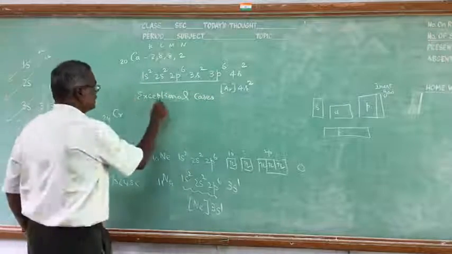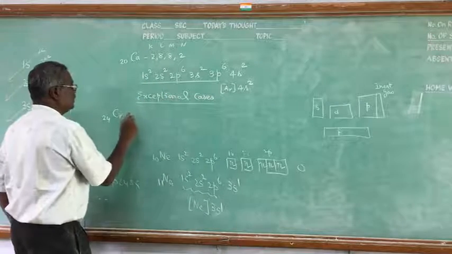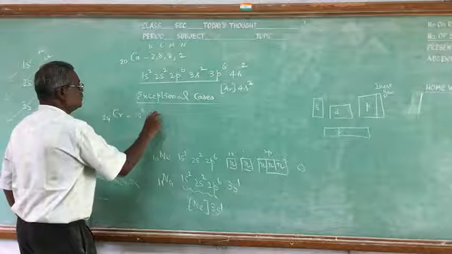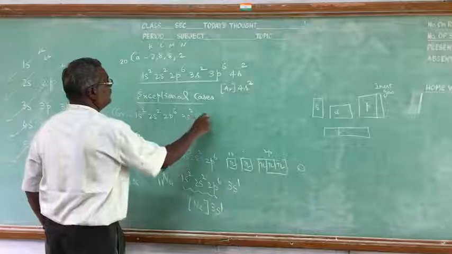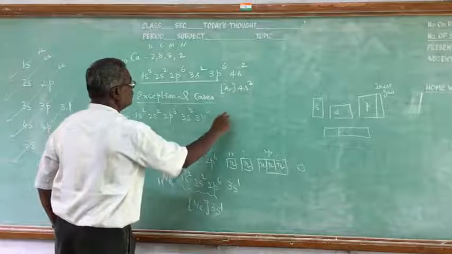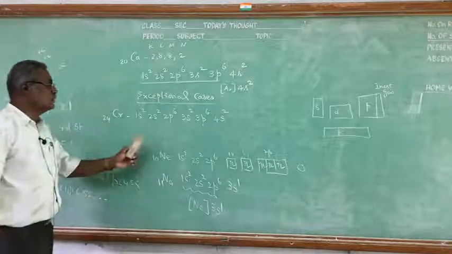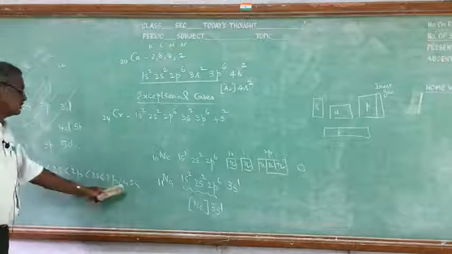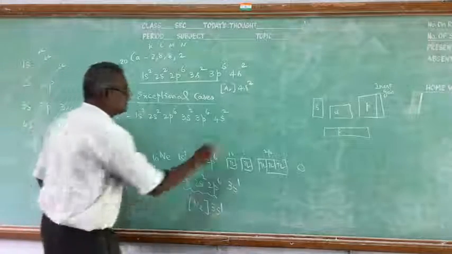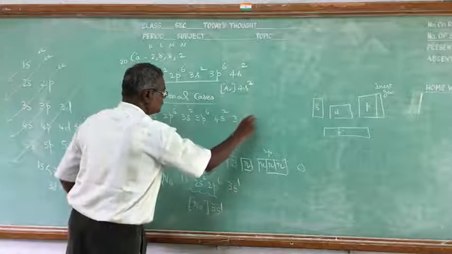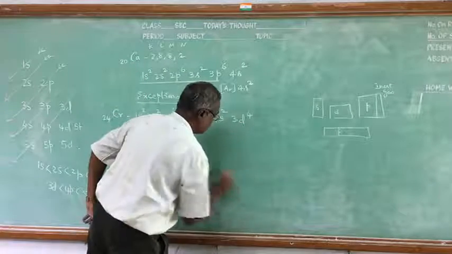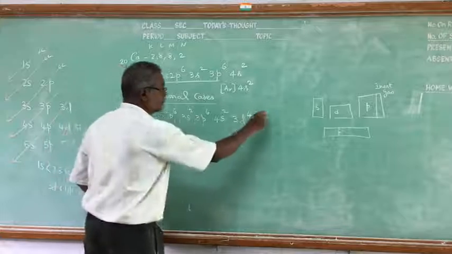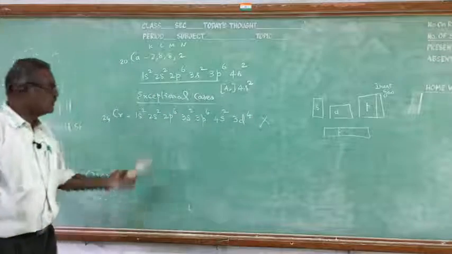Now exceptional cases, chromium 24. How will you write? 1s2, 2s2, 2p6, 3s2, 3p6, 4s2. 4s2 means 20 over. After 4s, what is there? 3d, 3d4. Like that we will write. But if I write like this, it is wrong. The correct way is what I wrote.